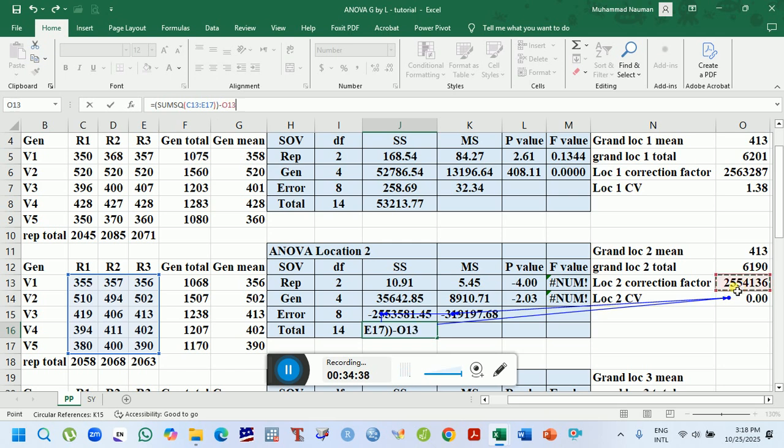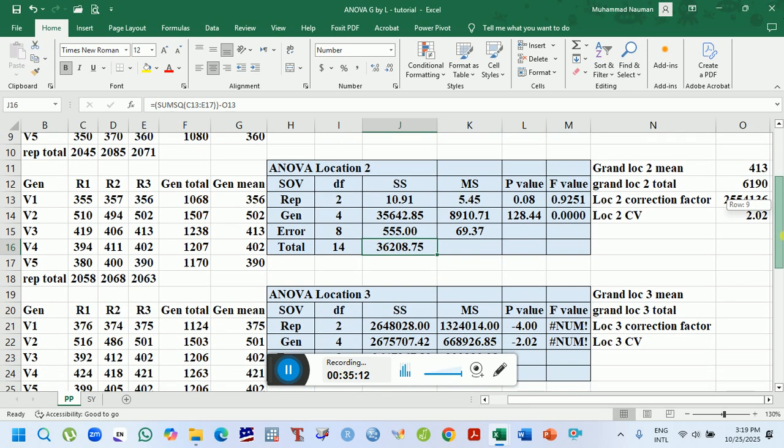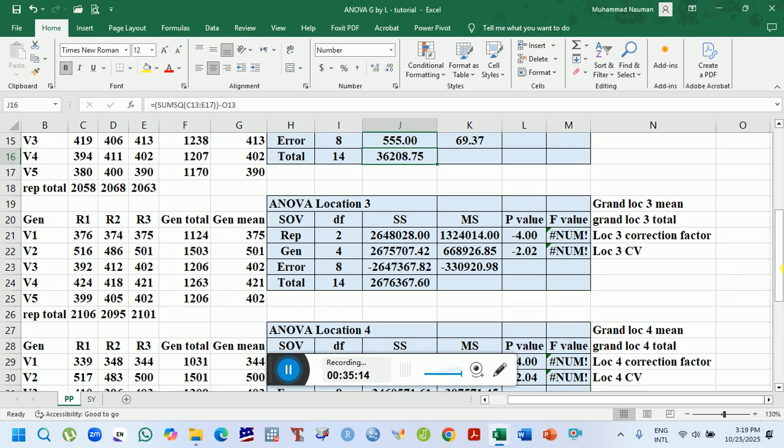Correction factor. You see all values get corrected, and this location also gives genotype differences, and that is highly significant at 1% probability level. The answer is below 0.01. And the coefficient of variation is corrected, that is 2.02%. Now we will correct the other two locations.